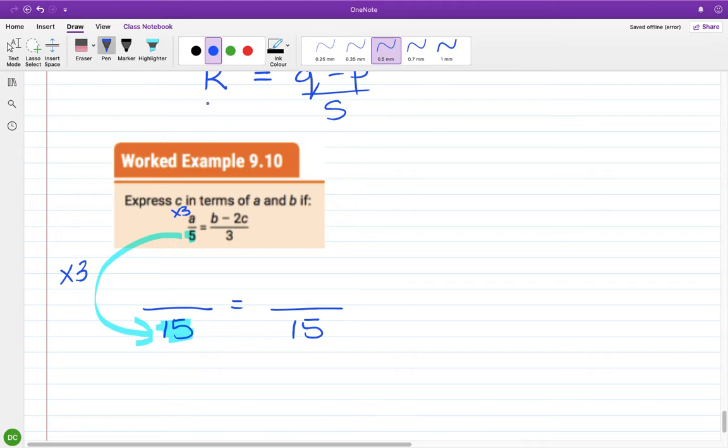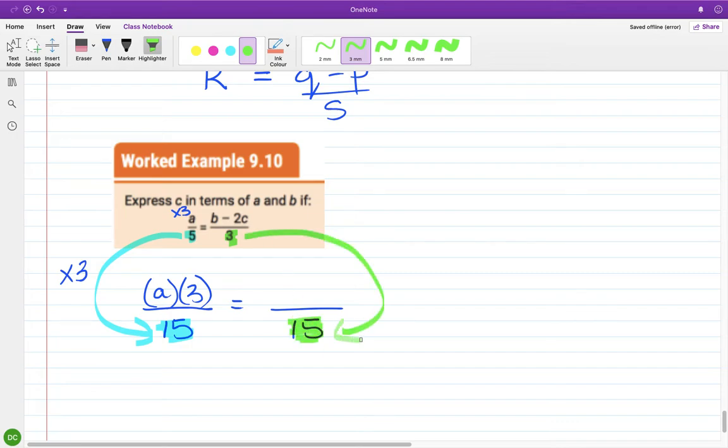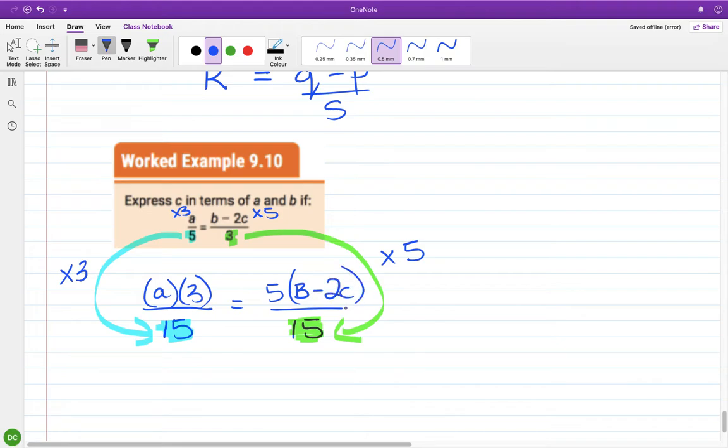So I'm going to take a and I'm going to multiply it by 3. Then we look at the bottom line. On the bottom line, I'm going from a 3 to a 15. So what's going on there? That's multiplied by 5. So I'm going to need to take the top line and multiply it by 5. So we have 5 times b minus 2c.